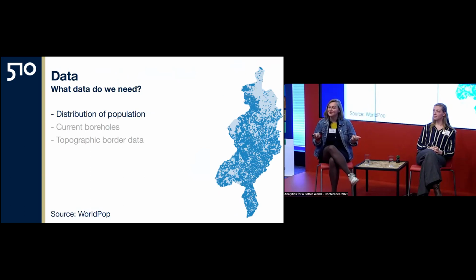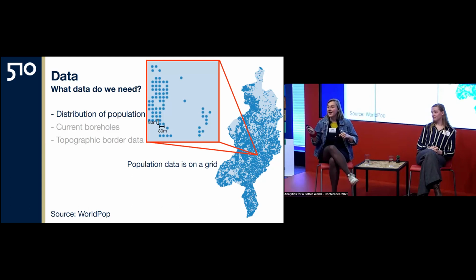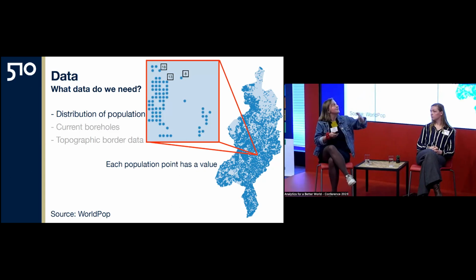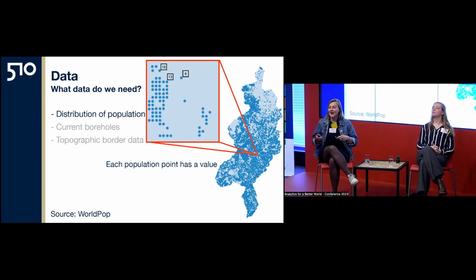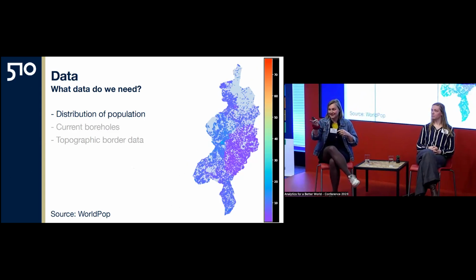What do we need to do such a project? The data we are looking for is the distribution of the population, as shown here. All the blue dots are population points, and these population points are on a grid, so every population point is at least 80 meters away from the other population points. Every population point has a number of people it accounts for. Here, just as examples, one can be 18 people, one can be 13 people, one can be 8 people. And just to specify, this is data from WorldPop. Here you can see how much population is accounted for in each population point.